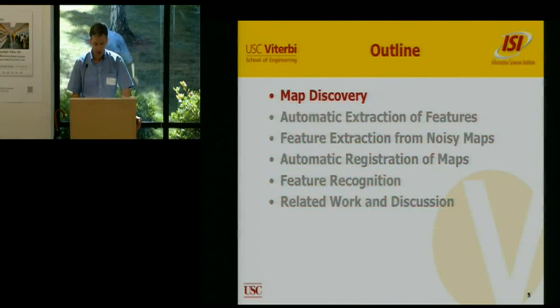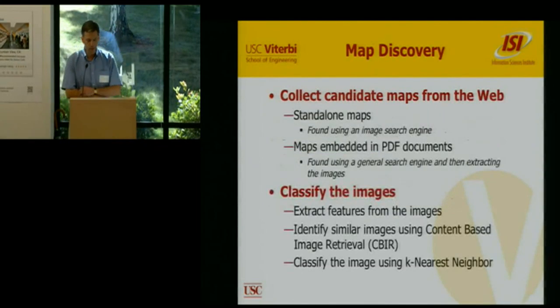Okay, so map discovery. What we want to do is basically collect candidate maps from the web. We've essentially been doing this with two types of maps. First, we started with looking for standalone maps using image search engines like Google Images, where you could type in the name of a city and "maps" and get a whole bunch of things that might be maps. Then we discovered that some of those are interesting maps, but most are relatively low-resolution.